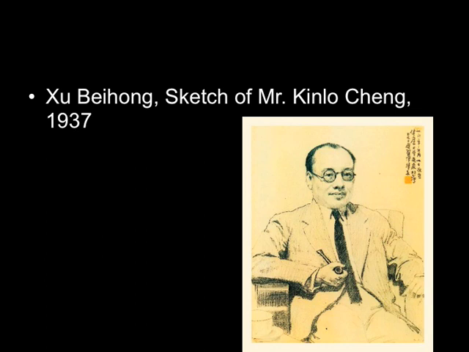But here you can see this is a very nice example of marrying the Western and Chinese traditions together in this sketch of Mr. Kinlo Chung from 1937, where you can see it is in monochrome and it has a colophon inscribed upon it. But at the same time, he's also borrowed some of the shading and modeling techniques that are more common in Western art and applied them here to make a kind of naturalistic portrait of this individual.